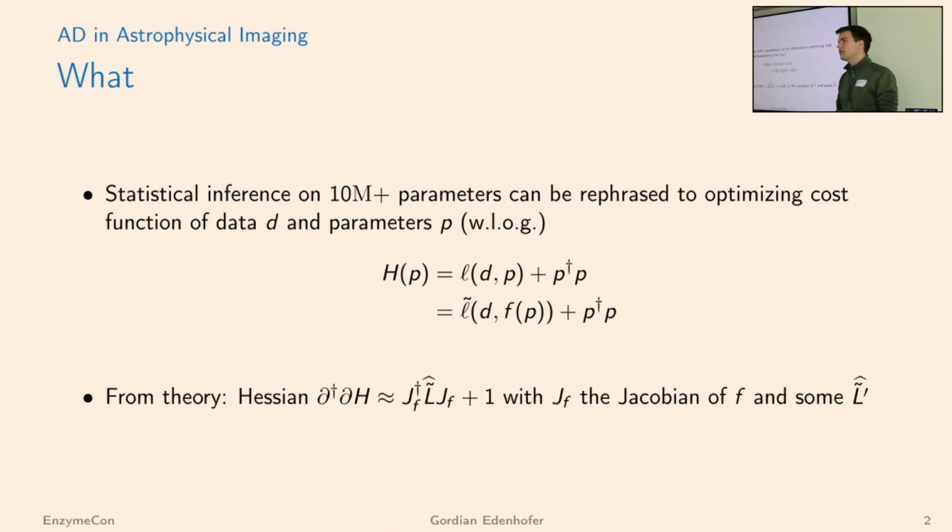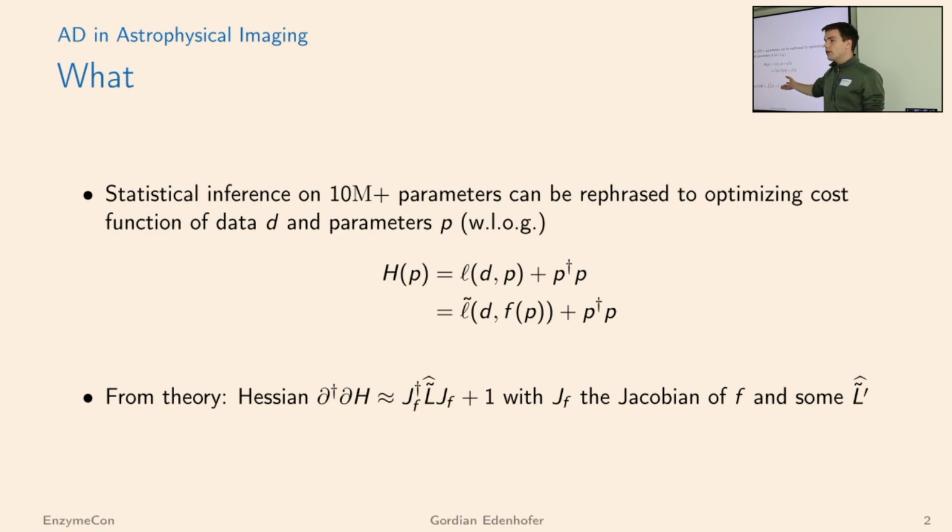With pen and paper and some statistics, if you have this kind of cost function, you can derive a suitable approximation to your second derivative, so to your Hessian. And in specific, you can derive an approximate Hessian that is positive definite. So that's very convenient for optimization purposes. The Hessian has then the following form. It has the Jacobian of your function f in it, denoted here by JF, some simple matrix L, and the Jacobian of f again, plus a unit matrix.